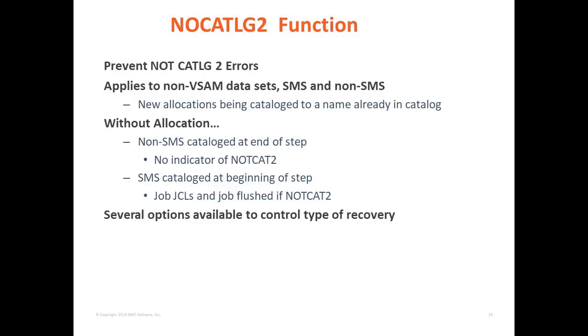Let's look at some of the allocation functions. NOCATLG2 is a function that prevents JCL errors for duplicate SMS datasets and NOCAT2 conditions for non-SMS datasets. There are several ways that SRM can recover the error condition. We will look at these methods.